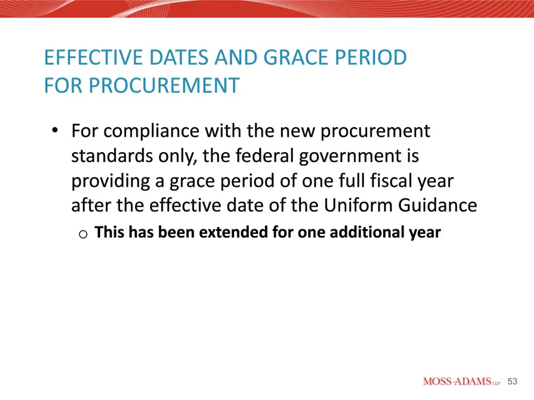So the nice thing with procurement is there has been an additional 1-year grace period for the effective dates. Originally, it was 1 year after the Uniform Grant Guidance effective date back on December 26, 2014, but that has been extended 1 year, making it December 26, 2016. So there's a little break everyone's getting.